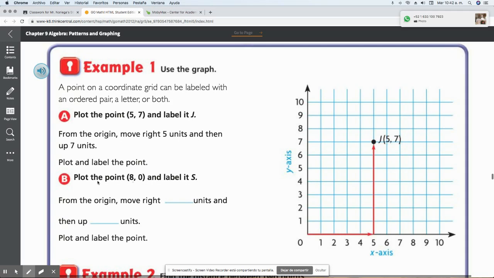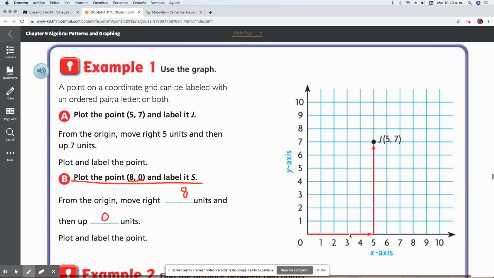Okay, for letter B, we're going to get to do this ourselves. Plot the point (8, 0) and label it S. So from the origin, which is 0, how many units are we going to walk to the right? Who can tell me? Remember that the first number tells us how many units we need to move to the right. In this case, the number is 8, so we need to move 8 units to the right. And up, how many units? The second number tells us how many units we need to move up. Since the number is 0, we don't have to move anywhere else. We stay there.